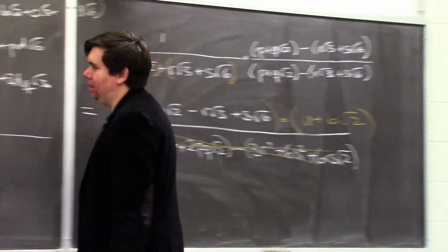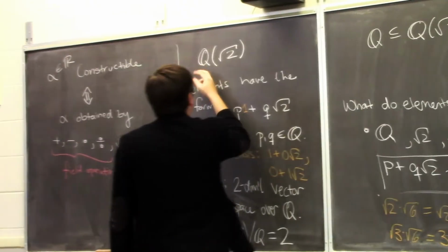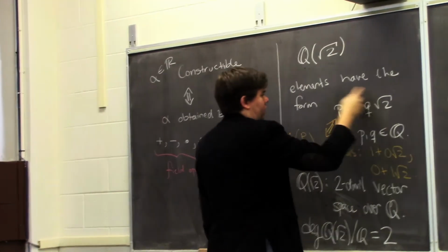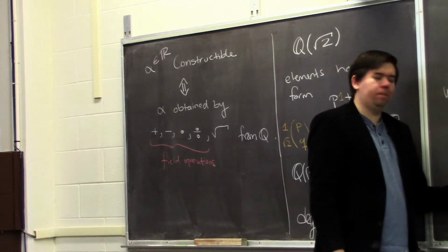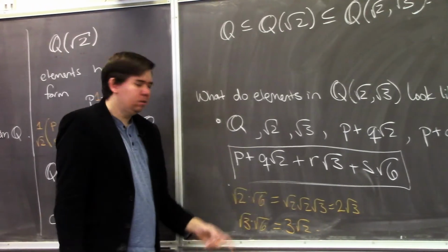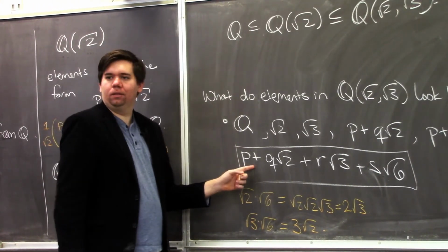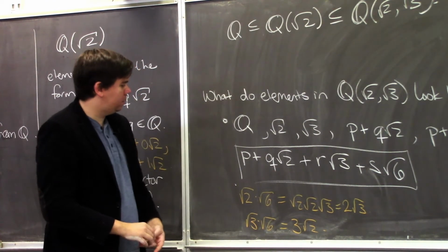A little bit more messy, but it works exactly the same way as when we argued that Q extended by root 2, this collection of elements here, actually forms a field. So this collection of elements forms a field. So what can we say about this field? Let's think about it a little bit.